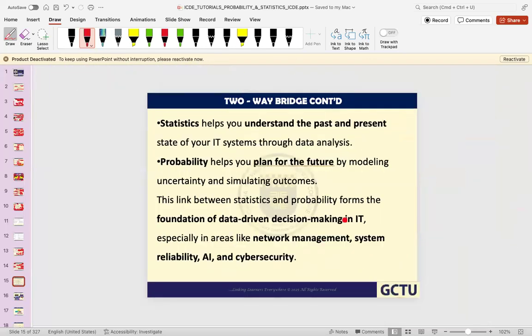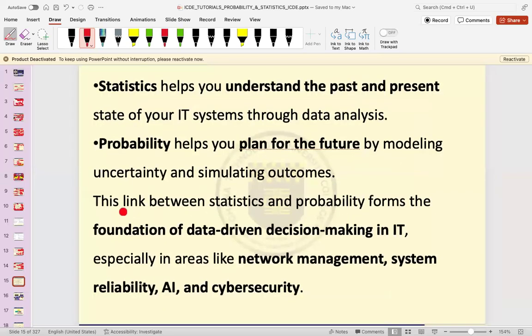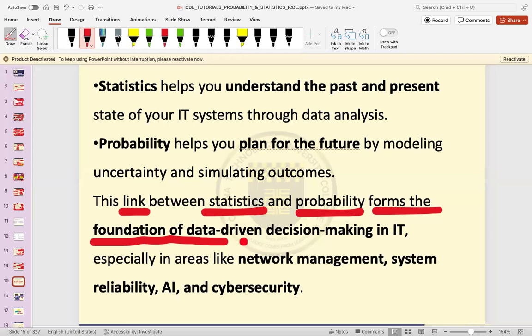So on that note, we can say that the link between statistics and probability forms the foundation of data-driven decision making in IT.